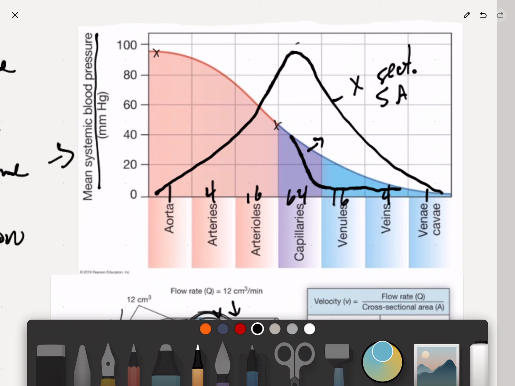Cross-sectional surface area goes way up. That's what this black line is. Now, as you go to the veins, cross-sectional surface area goes back down, but you've already lost all the pressure, so it doesn't go back up. There's not a pump at your capillaries making the pressure go up.